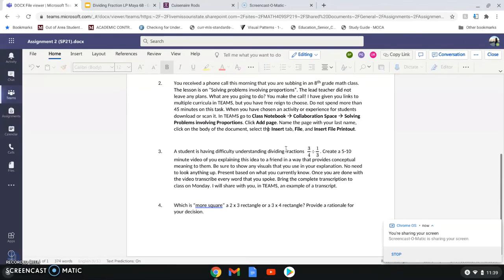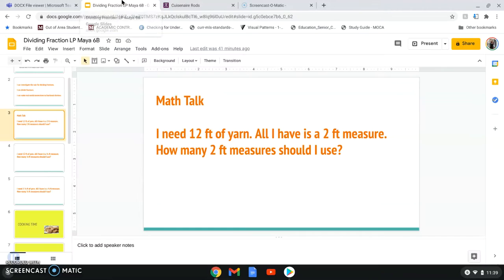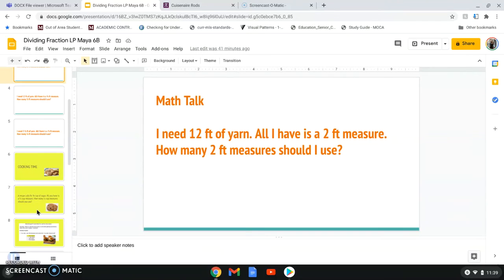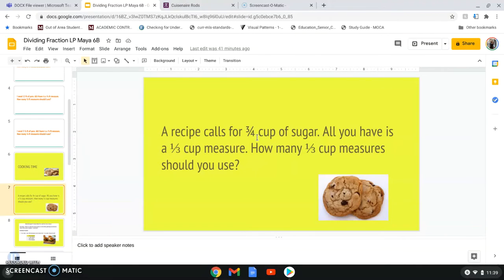Here's the task. A student is having difficulty understanding dividing fractions: 3/4 divided by 1/3. This is an old lesson I used to use. A recipe calls for 3/4 cup of sugar. All you have is a 1/3 cup measure. How many 1/3 cup measures should you use?